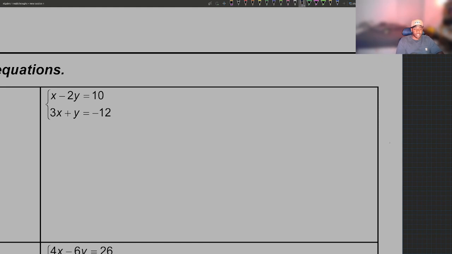All right? So I'm going to start by saying x minus 2y equals 10. We're not going to touch that equation, but we are going to touch the bottom one. 3x plus y equals negative 12. And how are we going to adjust that? We're going to multiply everything in that bottom equation by 2. All right? What that's going to do is it's going to cancel out with that negative 2 we see up there in the first equation.